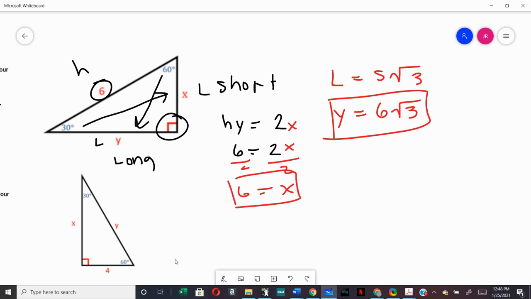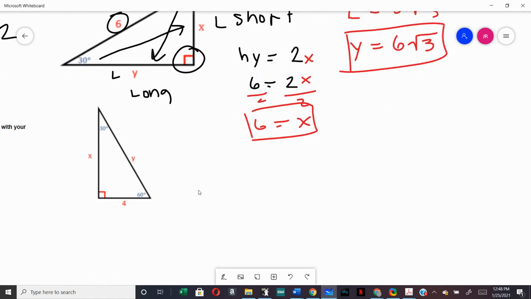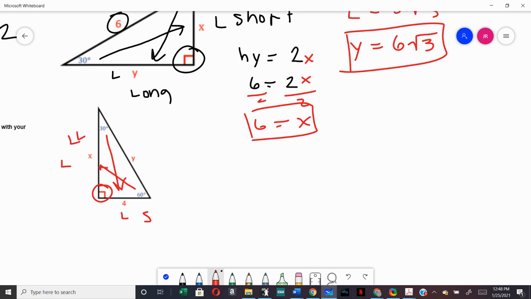So let's look at this second example. Again, go through this process every time. There's a right angle, so that makes this a leg, this a leg. There's 30, so that makes this the short leg. That makes this the long leg. And then this is the hypotenuse. So what do I know? I know the short leg. So I know that the hypotenuse is equal to 2 times the short leg.